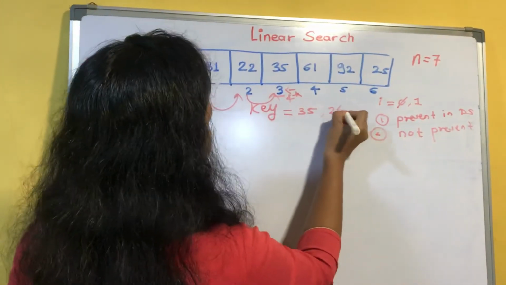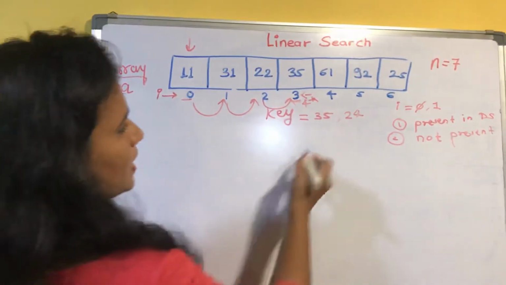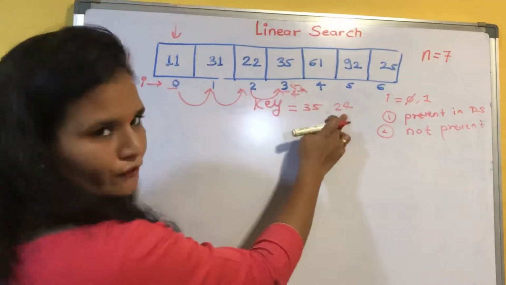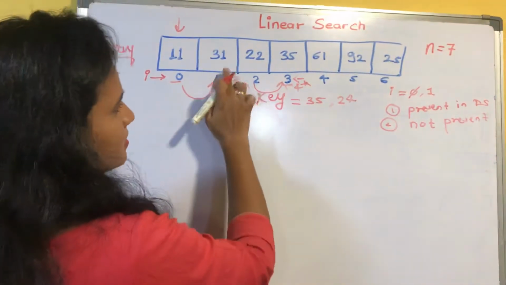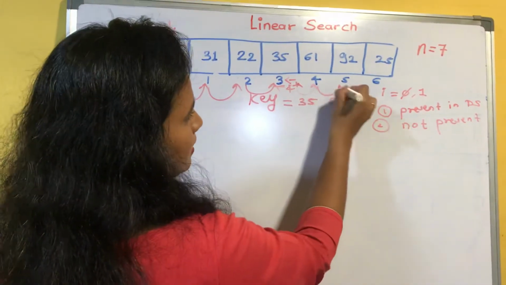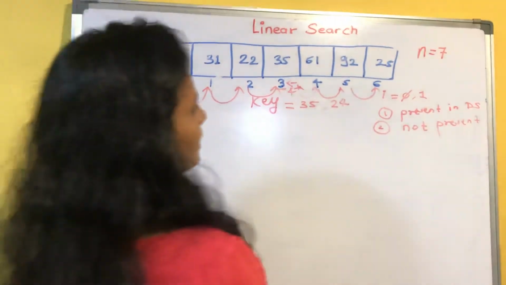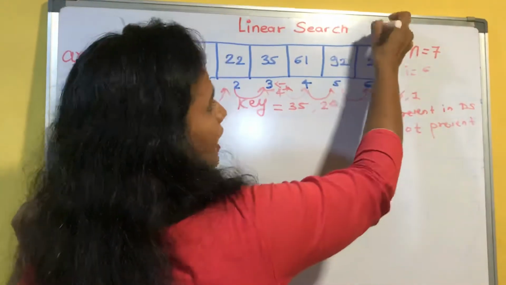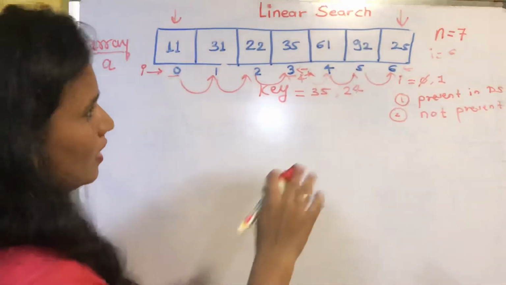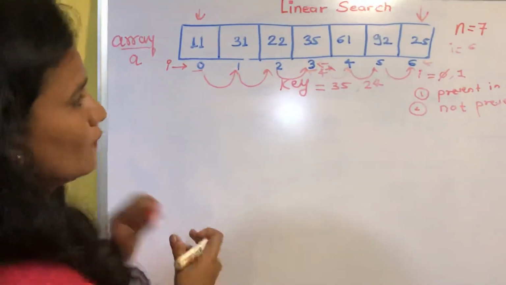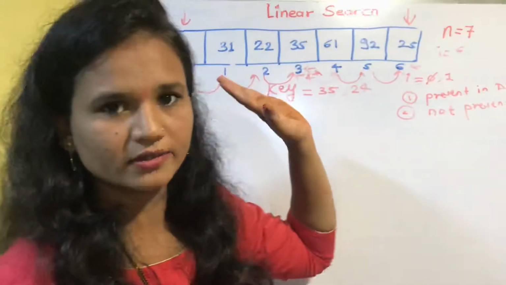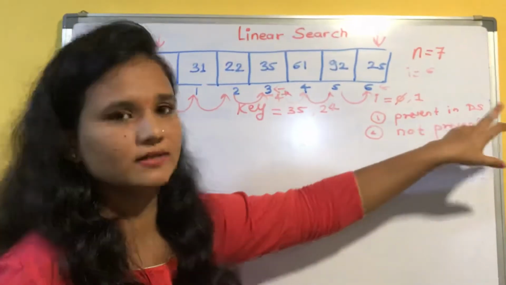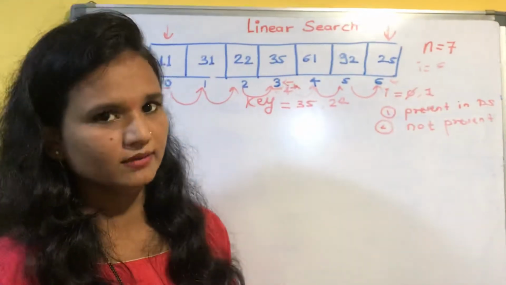Suppose we take it as 24. Now see, again we'll do the same thing. We'll start from the starting position. We'll compare these two, 11 and 24. Not the same. Then next, again next, next. Now here I have reached the 6th index, that is i equals 6, the end of the data structure. After this there is no element to compare, which means 24 is not present in the given data structure. So these are the two cases: first, present in the data structure, and second, not present in the data structure.